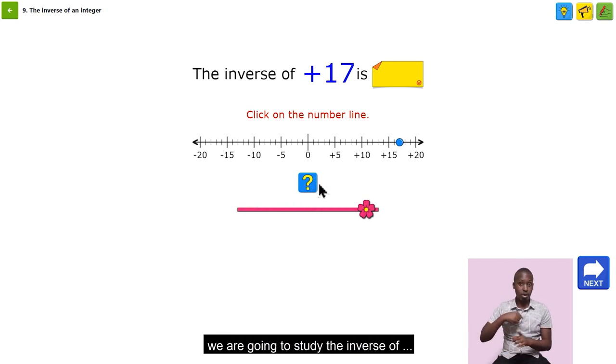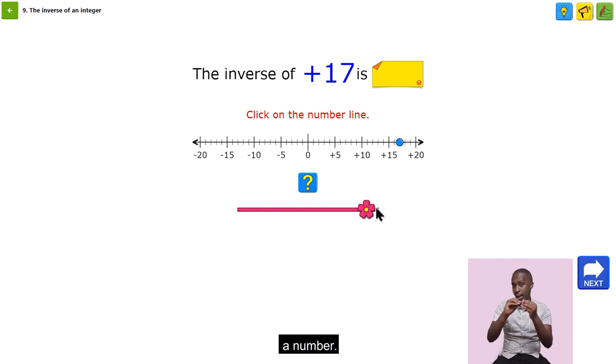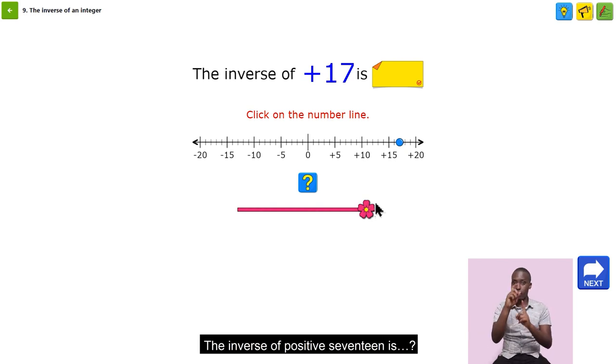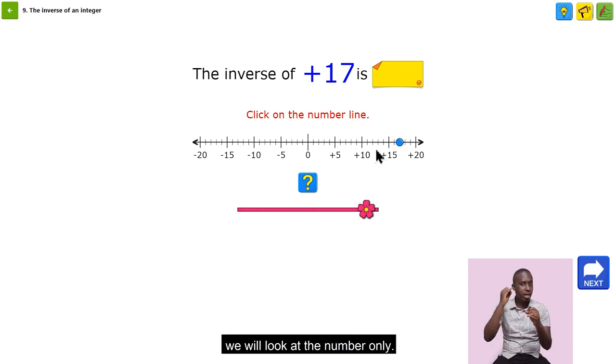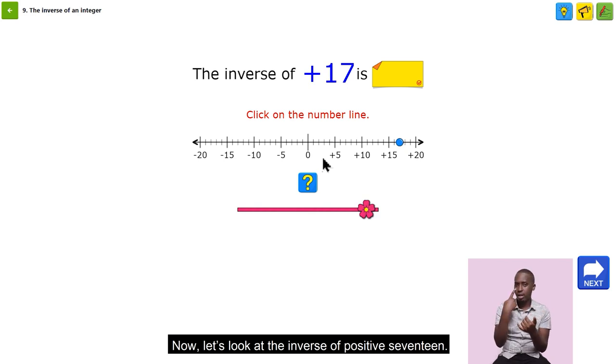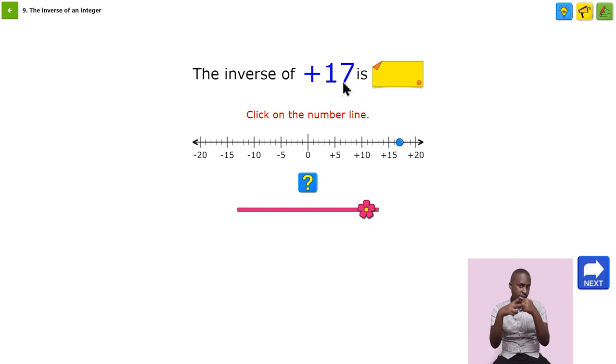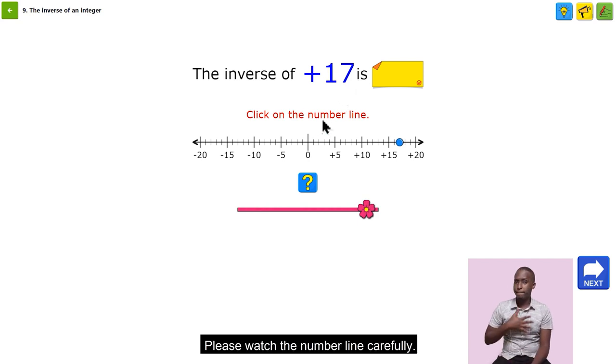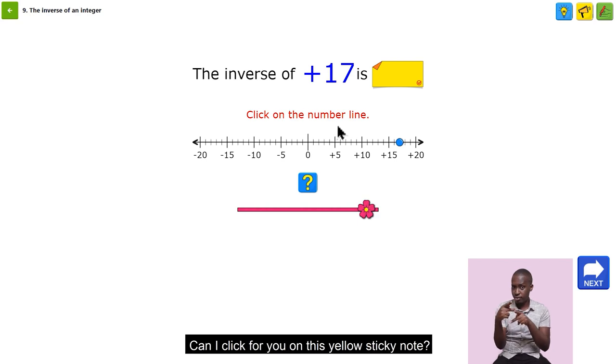Today, we are going to study the inverse of a number. As we have our question, the inverse of positive 17 is? As I have said in the beginning, we'll be using this number line, looking at the number line, and thinking about the meaning of the inverse. But at the end, we will look at the number only and try to find out the inverse. Now, let's look at the inverse of positive 17. Please watch the number and be careful. Watch the number line carefully.